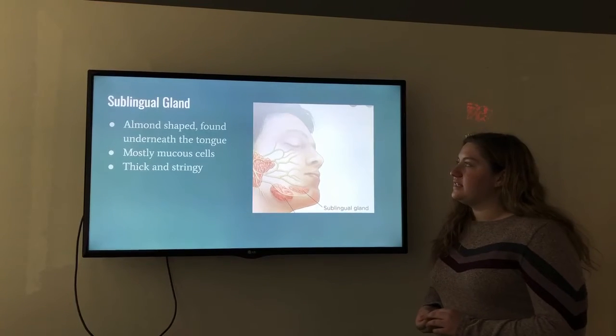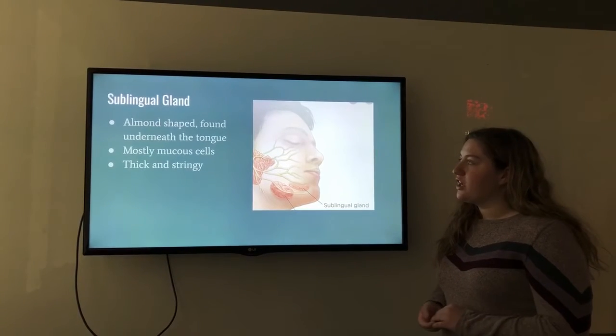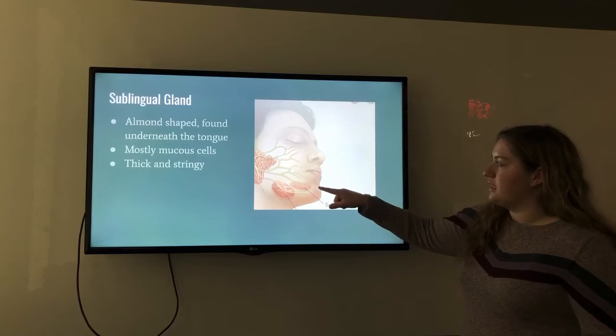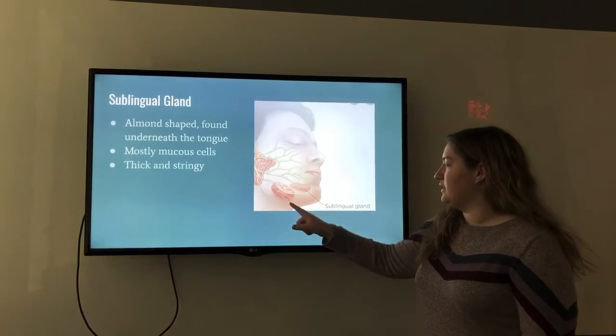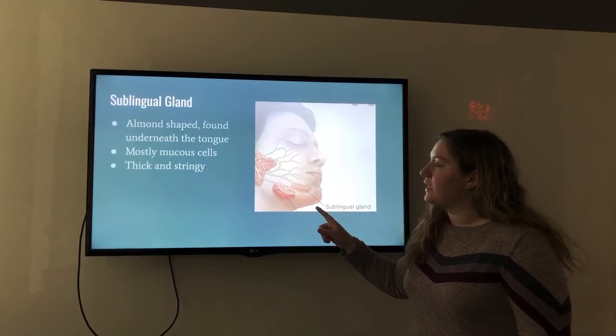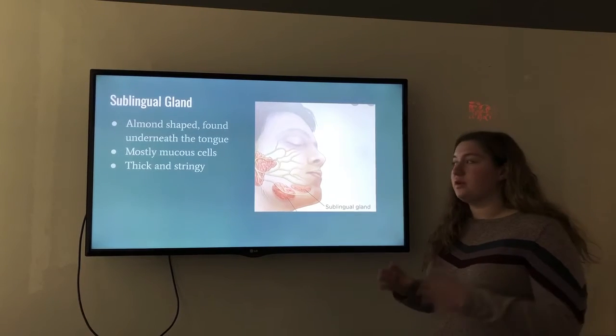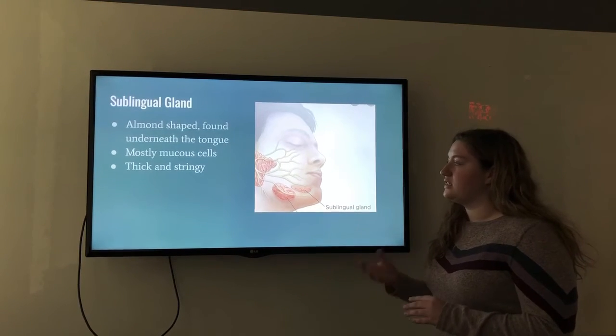The last gland is the sublingual gland. It's almond-shaped and found underneath the tongue. You can see it in relation to the parotid gland and the submandibular gland. It's made mostly of mucus cells, so it has a mucus-y secretion and it's thick and streaky.